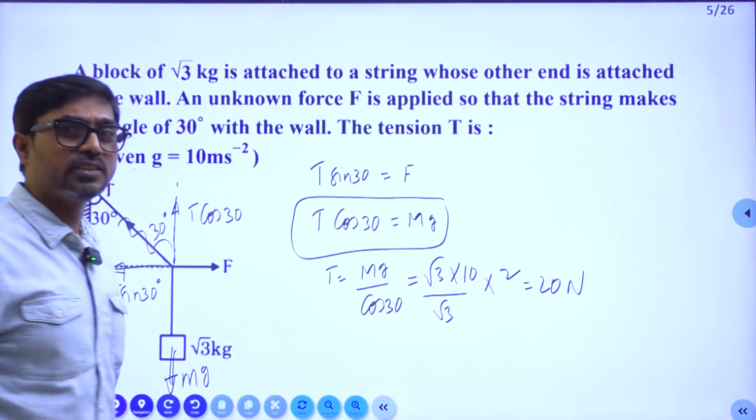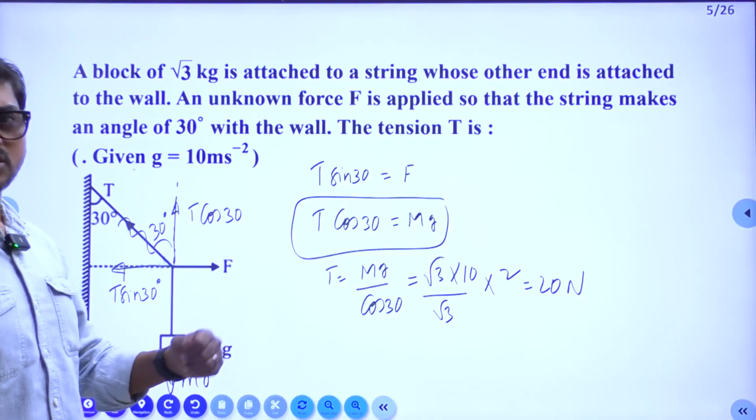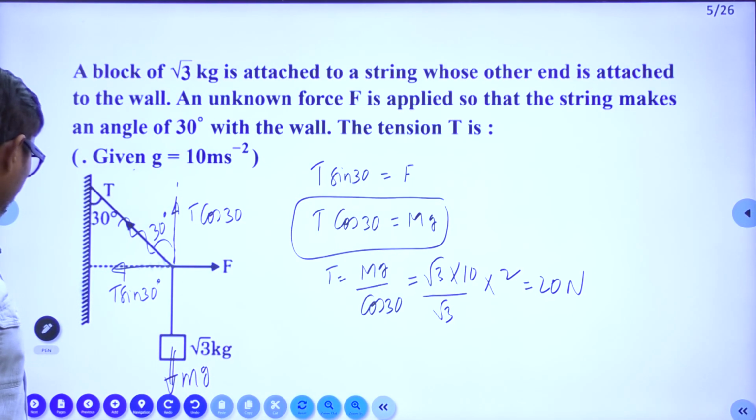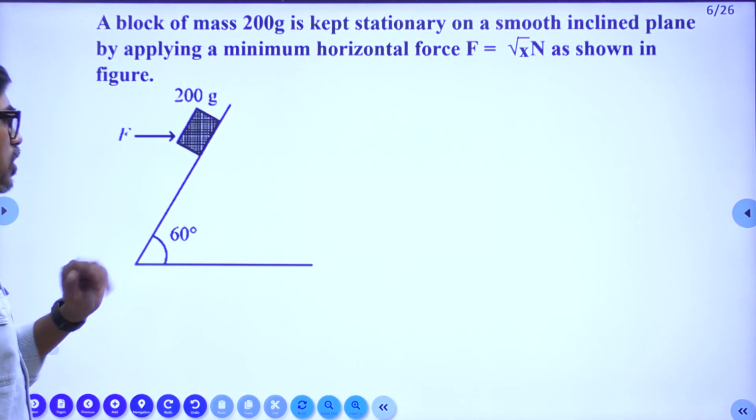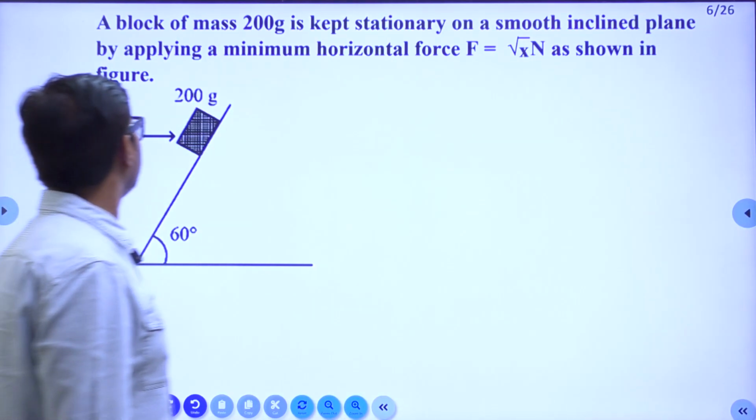So it's very simple. Resolving. In the previous question I used Lami's theorem. Now in this question, I'm looking at it in terms of resolving. Right. Let's look at another problem.